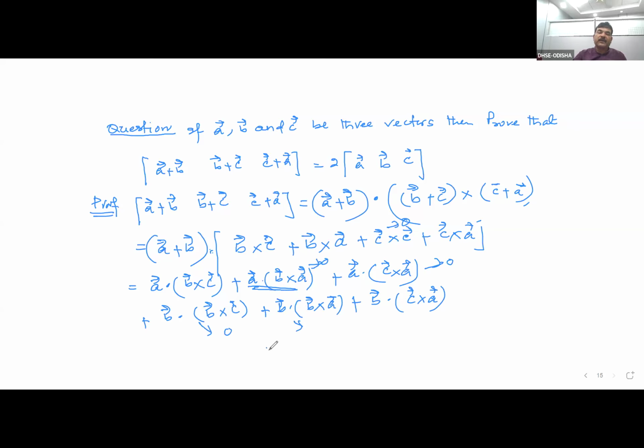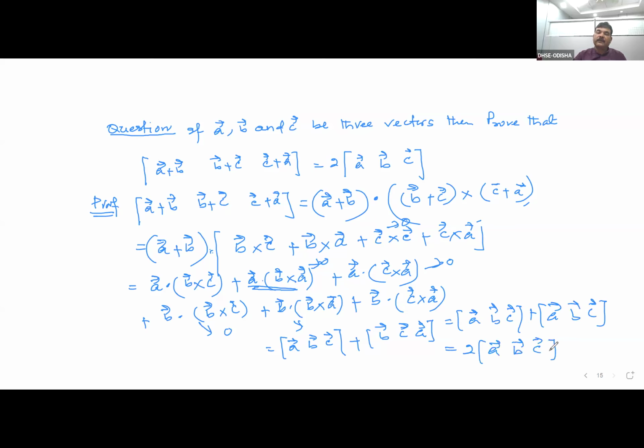What is left over? Left over will be A dot B cross C, that is box product ABC, and the last term, that is B dot C cross A, that is BCA. You know box product ABC is equal to box product BCA. This is equal to box product ABC plus box product ABC is equal to twice of box product ABC. Okay. I hope this is clear to you. So guys, today's session is over. Rest of the things will be discussed in the next session.